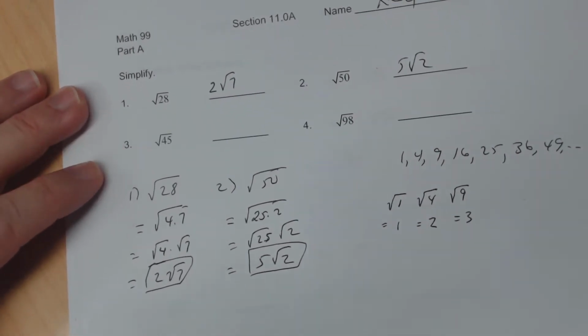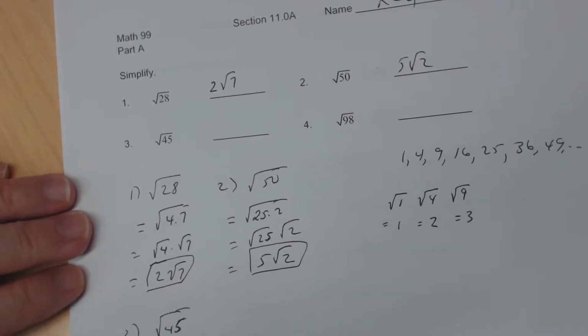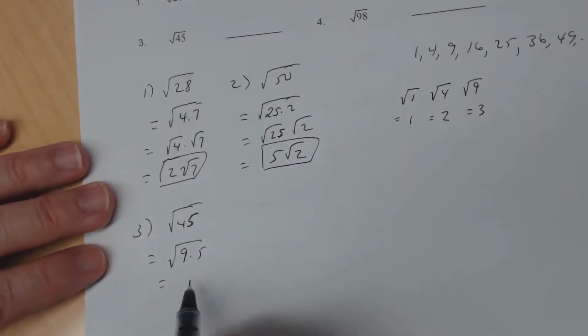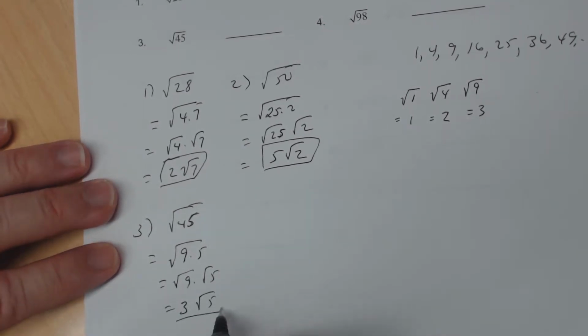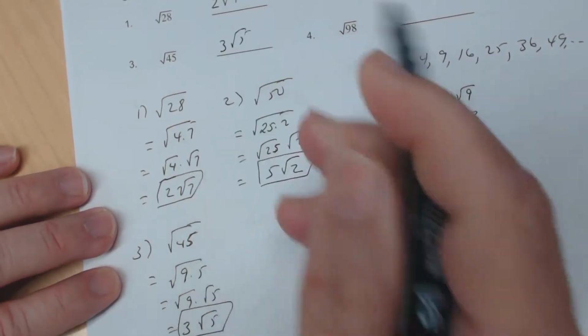Alright, number 3, you have the square root of 45. In number 3, the largest perfect square, besides 1, that goes into 45 is 9. So I can write this as the square root of 9 times 5. The square root of 9 is going to be 3. So I get 3 square root of 5. So that's number 3.